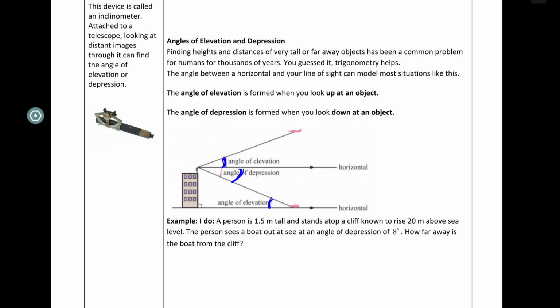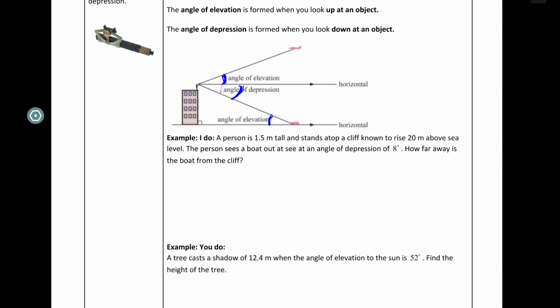Somebody is standing on top of a cliff. A person is 1.5 meters tall and stands atop a cliff that is known to rise 20 meters above sea level. The person sees a boat out at sea at an angle of depression of 8 degrees. So I always like to try and recreate my scenario. Go ahead and channel your inner artist here. And that's okay. All right, now I've got my person that's standing on top of the cliff, and they are looking out straight as a horizontal. That's going to form one part of your angle. The other part is what's going to go down at the boat. And the angle that we are looking at is going to be 8 degrees right there.